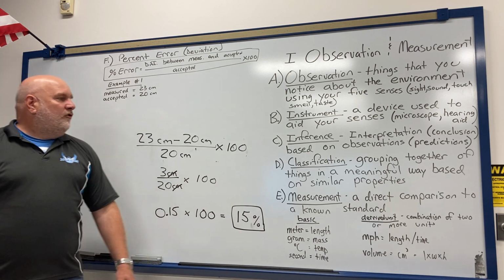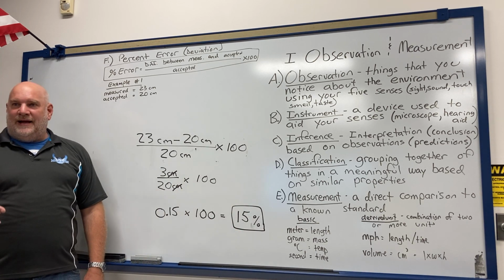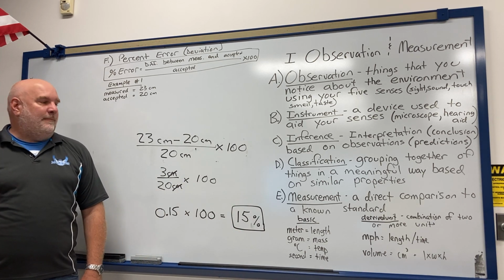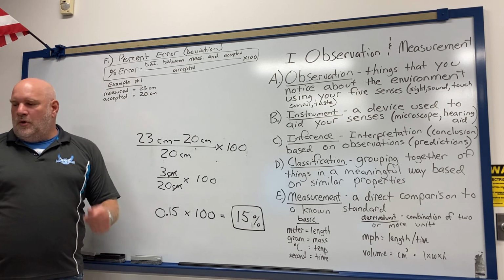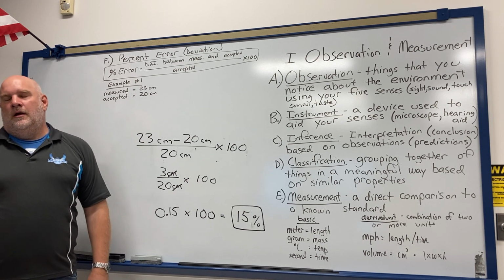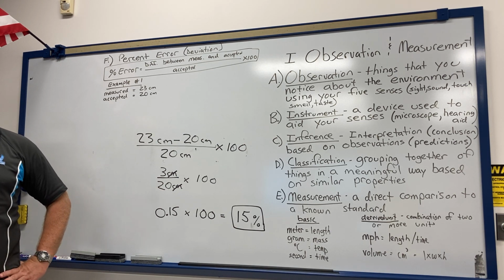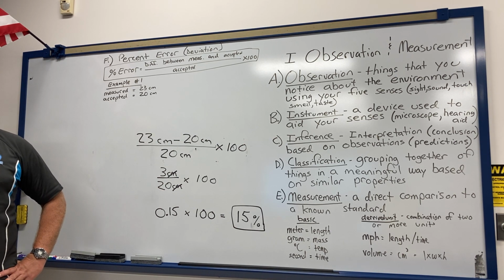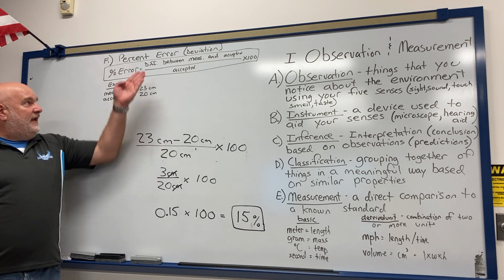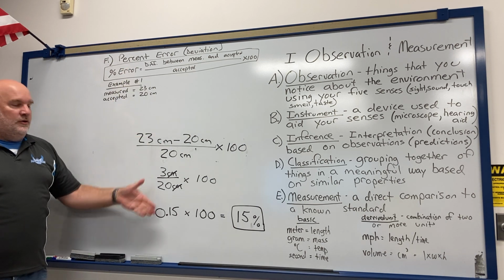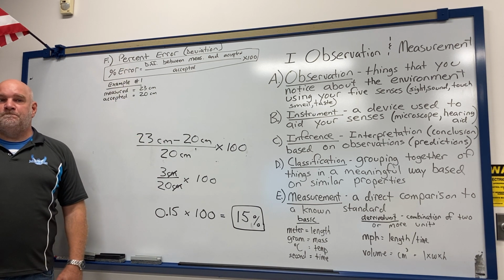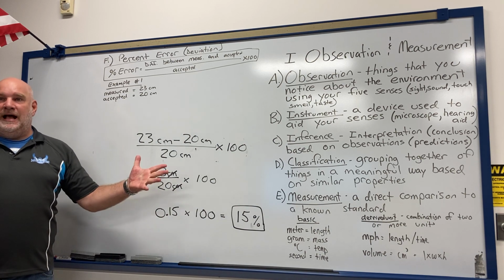So on your paper, on the back there is a couple more examples for you to do. And then you also have a white paper that says percent error problems on top of it. And you have those problems to do as well. How you would solve them, again, is just using that formula, and you do it the exact same way I did right here. So that is observation and measurement.